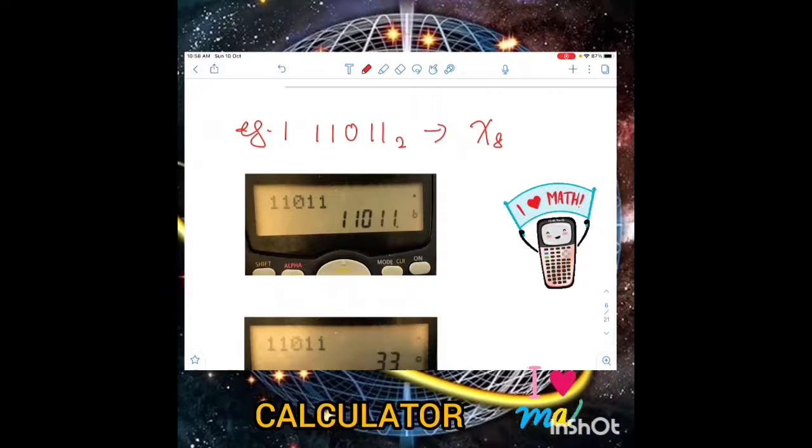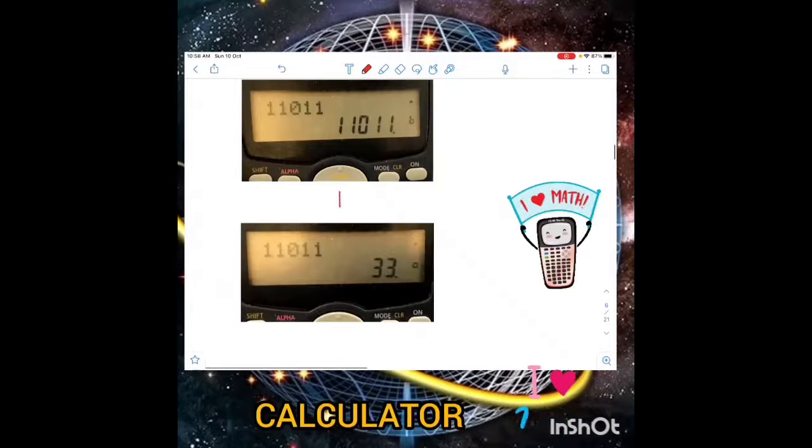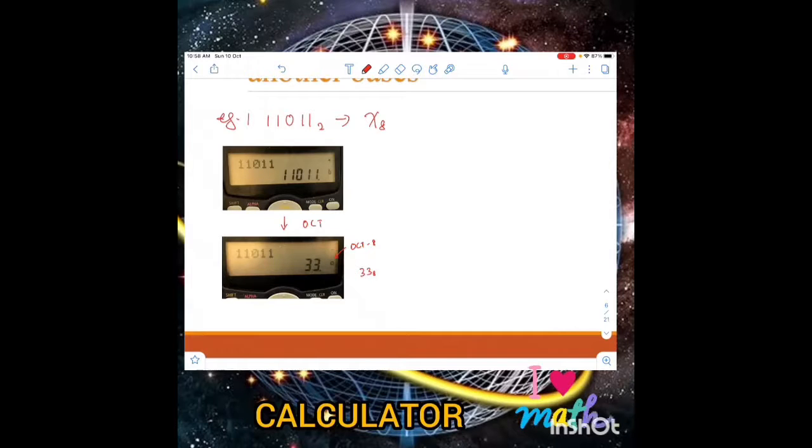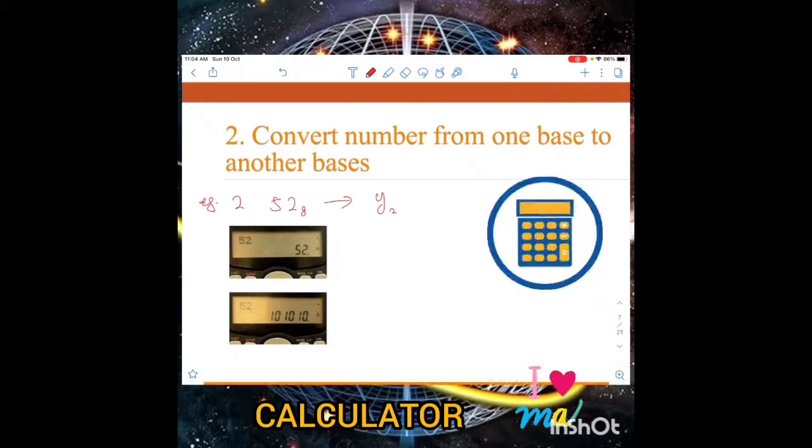Then to change this number into a base 8 number, you simply press the button OCT, which I introduced to you at the beginning of this section. As you can see on the calculator screen, you are getting 33 with an O at the side there. This O indicates that the number is in base 8. So the answer is 33 base 8. It means that 11011 base 2, when converted into a base 8 number, is actually 33 base 8.